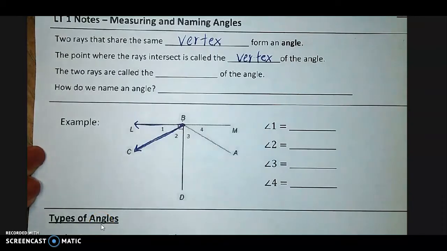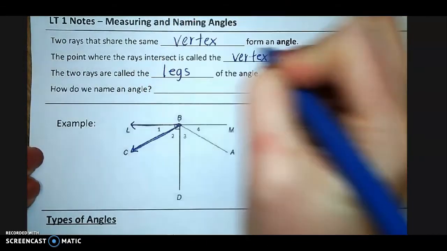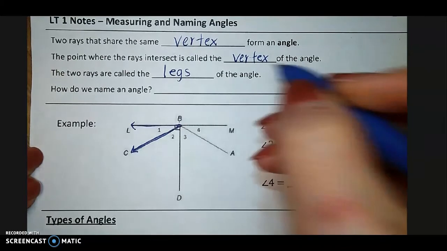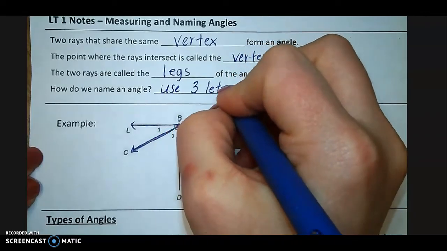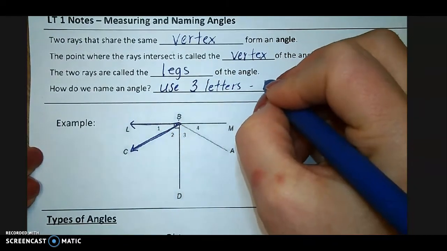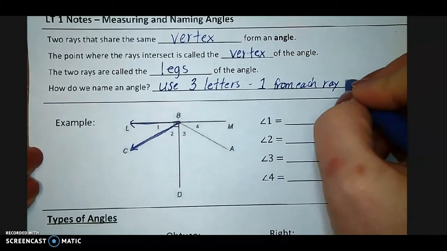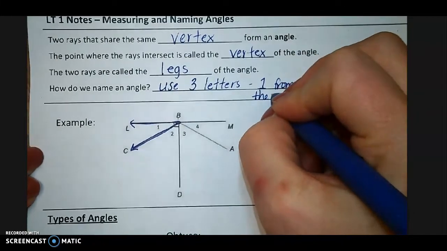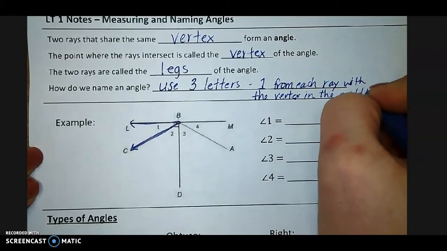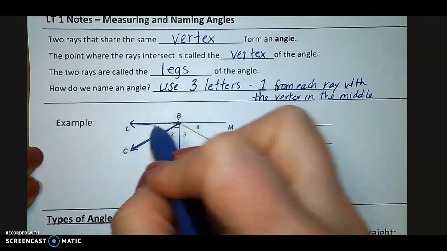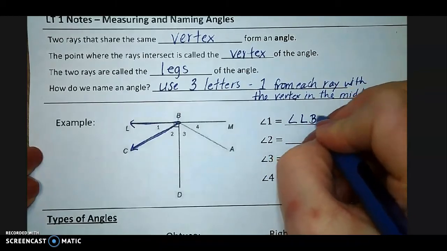And the two rays are called the legs of an angle. And how do we name an angle? Well, we name it using three letters, one from each ray with the vertex in the middle. So for instance here, angle 1, I could also call it LBC. So I could call that angle LBC, and you'll see both.